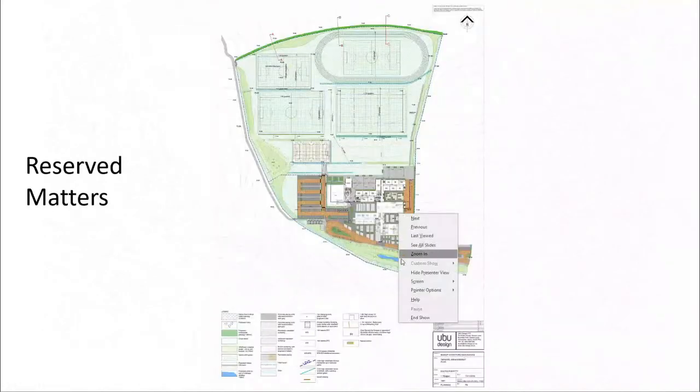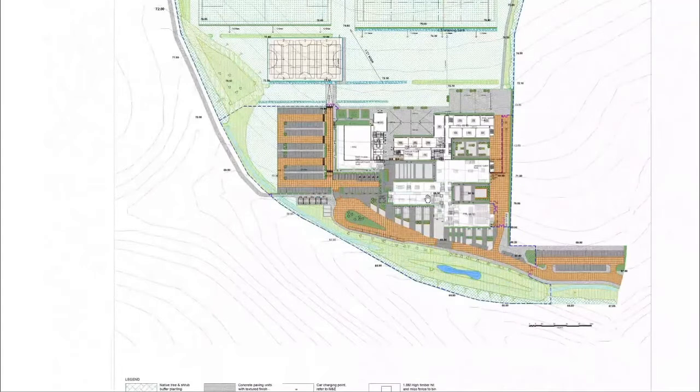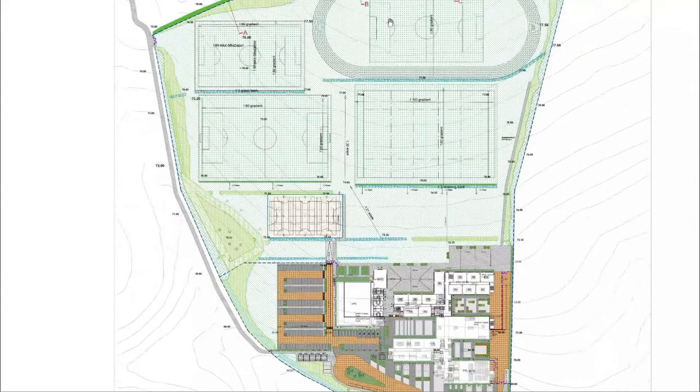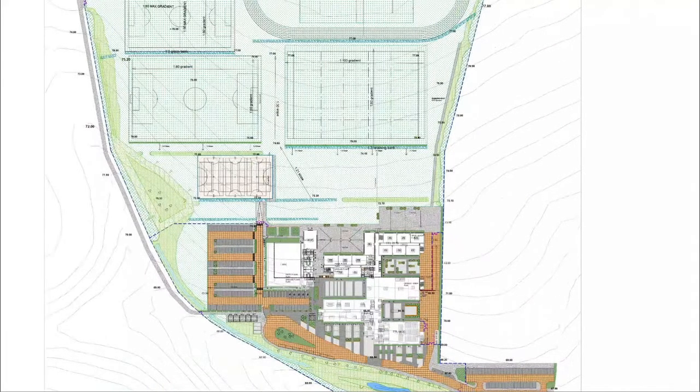The application that we have before us now, the reserved matters application, by comparison, closely follows the outline permission that's been granted with the street and fingers model, with the building in the same location, the southern part of the site. The car park is slightly reduced because there are no conference facilities proposed at this stage, and all of the playing fields are proposed to be grass playing fields at this stage. There is a plan in the later phases for those to be artificial third-generation surfaces.